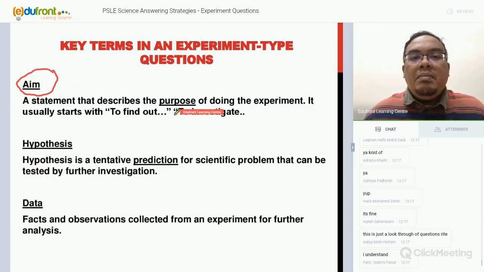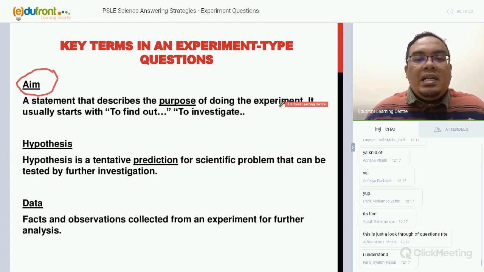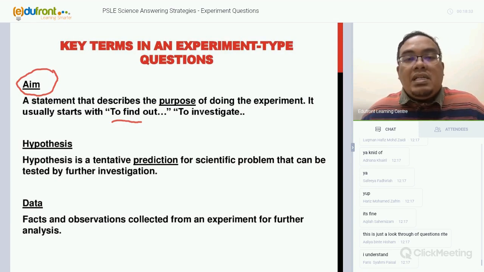All right. So what is the aim? The aim is a statement that describes the purpose of doing the experiment. Why the scientist, why the person in the question do the experiment? What is the purpose of the experiment? So when you are asked in booklet B, in the open-ended question, to identify the aim, you can start the aim with to find out, to investigate. Okay, to find out. I want to find out how effective is this medicine, for example.